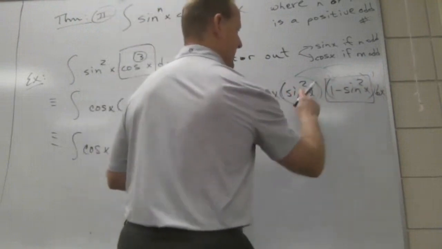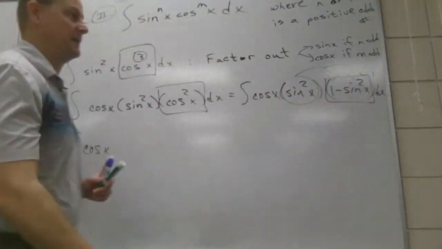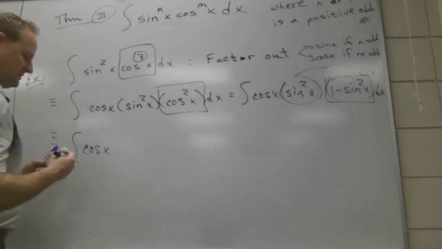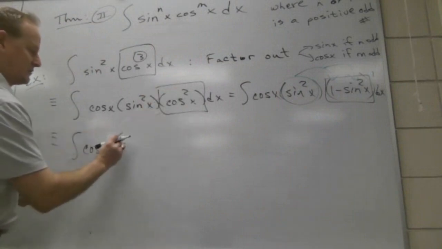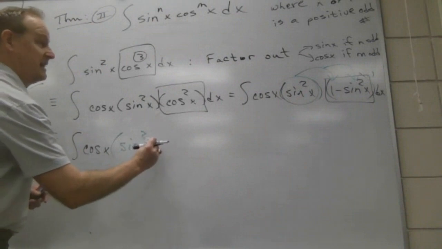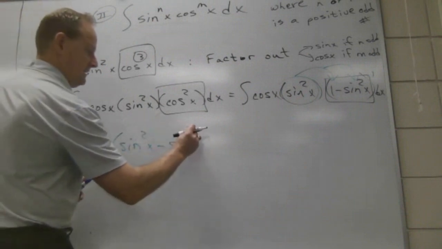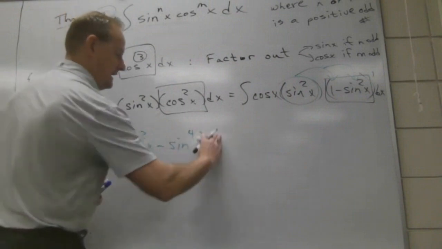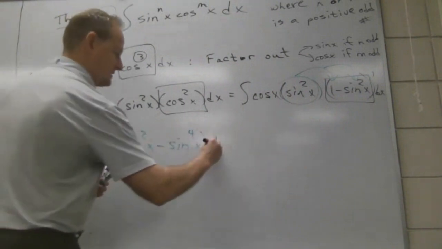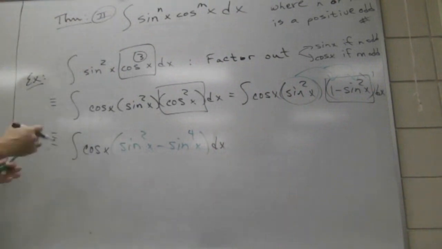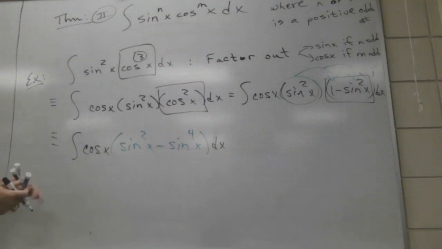But then now I can multiply these two together after this is multiplied out if necessary, right? And what am I left with? So it's cosine x times sine squared x times 1 is sine squared x. And then minus sine squared times sine squared is sine to what? Sine to the fourth x, right? And then with respect to x, dx. Now, what did we have to do in the last problem? Now, what do we do? Multiply that cosine through, right?